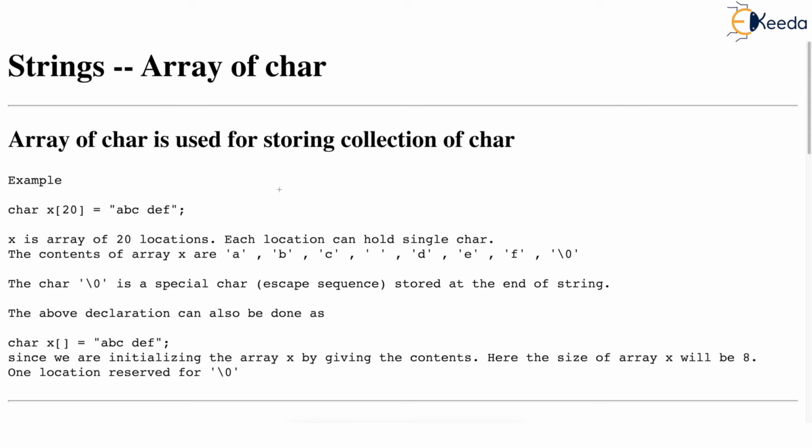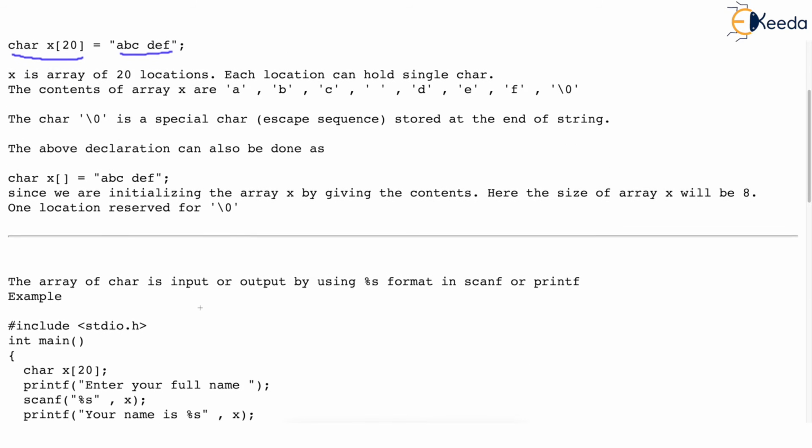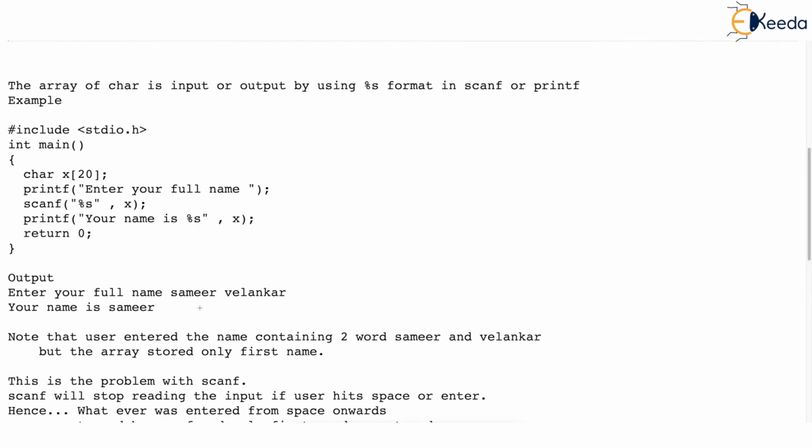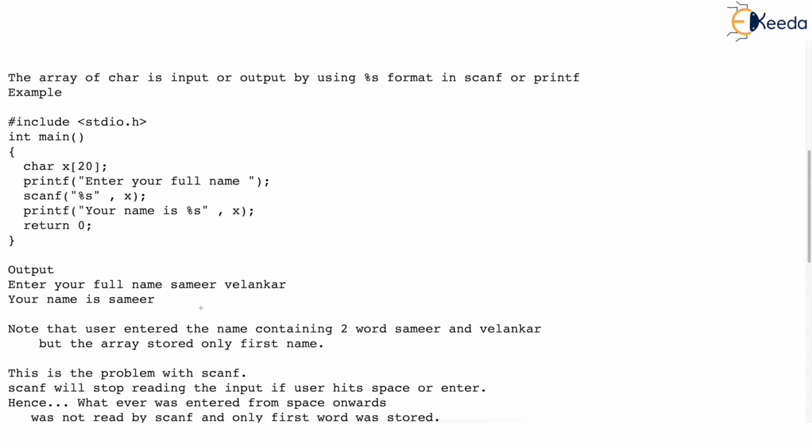Now in the previous video we saw how to declare an array of characters, how to initialize it, and we also understood that every array of characters always ends with \0, the special character. Now let's see how to input or output an array of characters.